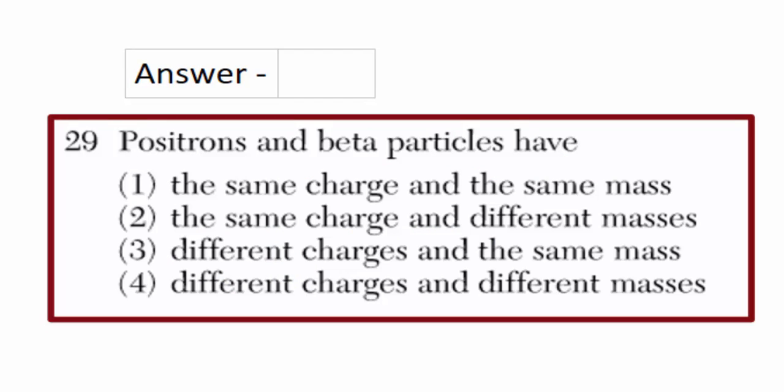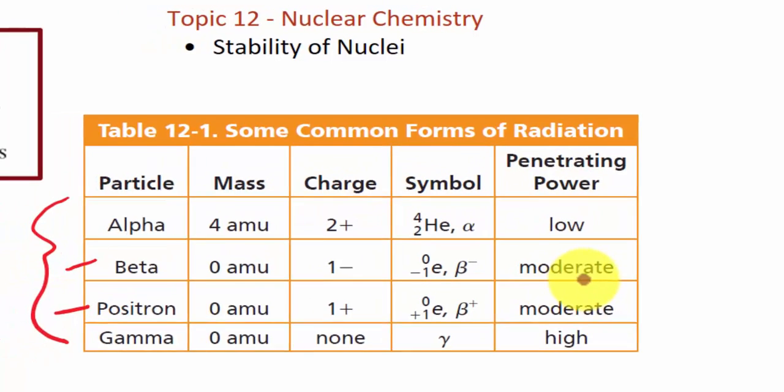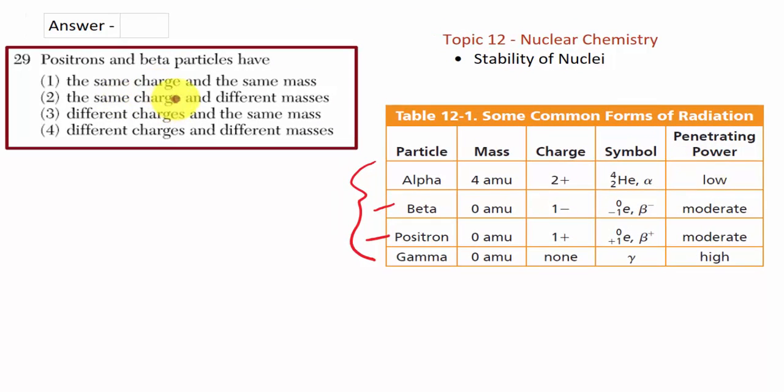Question 29. Positrons and beta particles have... This is a question from the nuclear chemistry unit. So I will throw up a chart here of various nuclear particles. And if we highlight the positrons and beta particles, we'll be able to compare them on the basis of mass, charge, symbol, and penetrating power. Here we're being asked to consider their charge. Is it the same or is it different? Well, the beta particles -1, the positrons +1, so they are truly different.